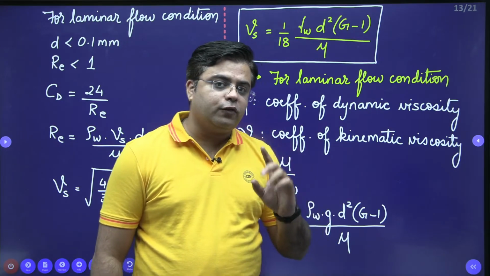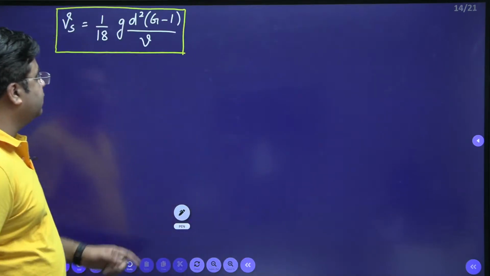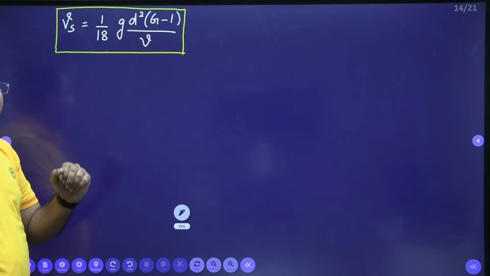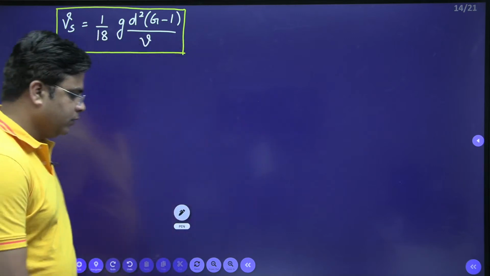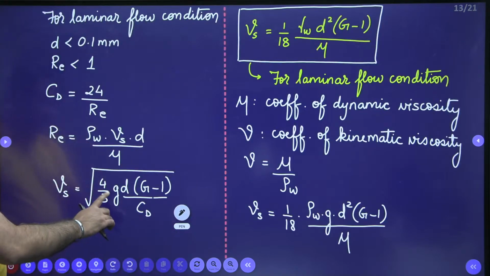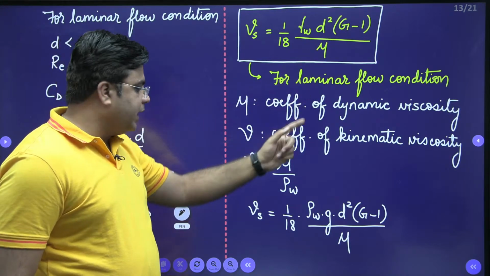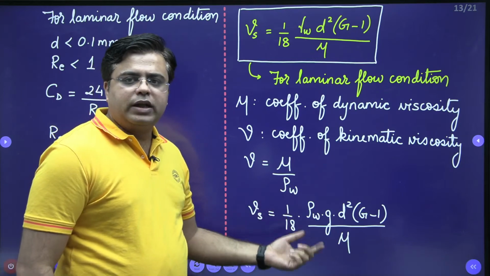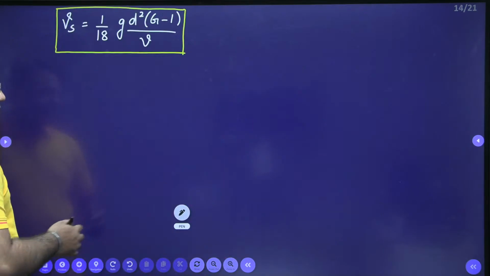If the coefficient of kinematic viscosity is given to you, then you have the third expression. Vs is equal to 1 upon 18 Gd square into G minus 1 by nu. It's better if you remember two expressions: one is the general expression, and the second one is this expression. Now by knowing that nu is equal to mu by rho w, you can just calculate the third expression, right? So this is again a very important part.